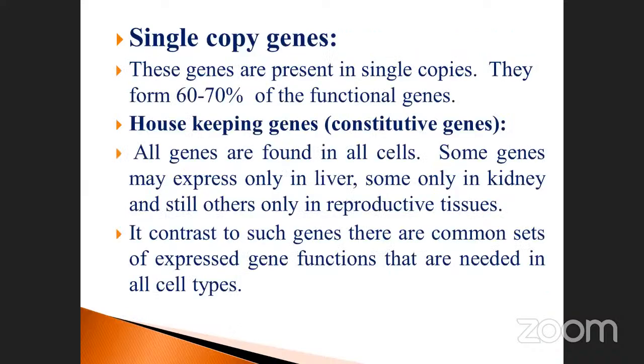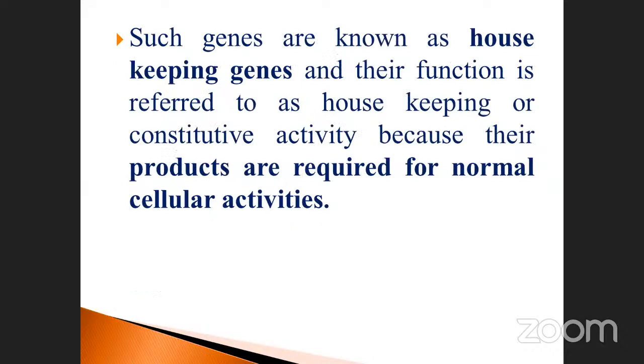See, this is the type. Housekeeping genes, constitutive genes: all genes are found in all cells. Some genes may express only in liver, some only in kidney, and still others only in reproductive tissues. In contrast to such genes, there is a common set of expressed gene functions needed in all cell types. This is called housekeeping genes. Their function is referred to as housekeeping or constitutive activity because their products are required for normal cellular activities. This is the housekeeping genes.